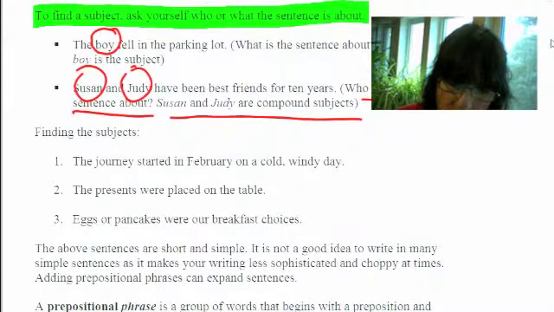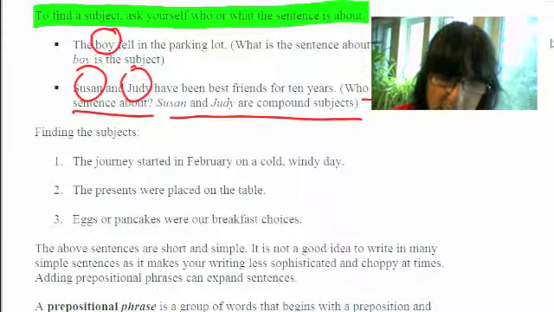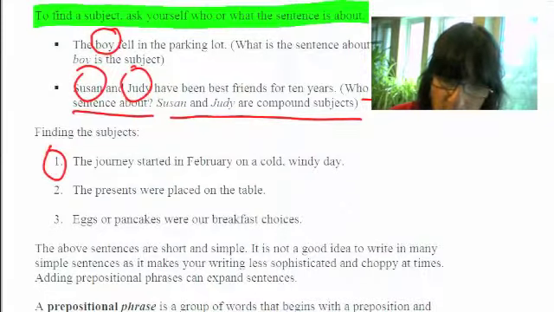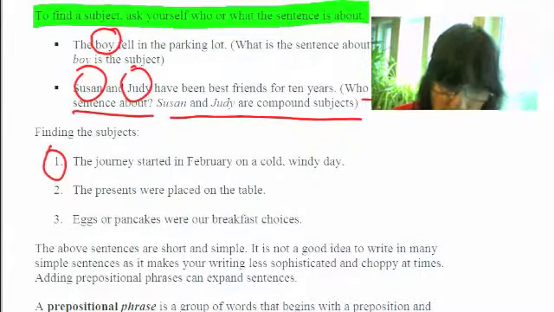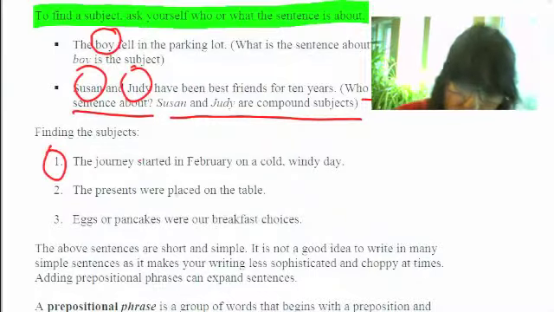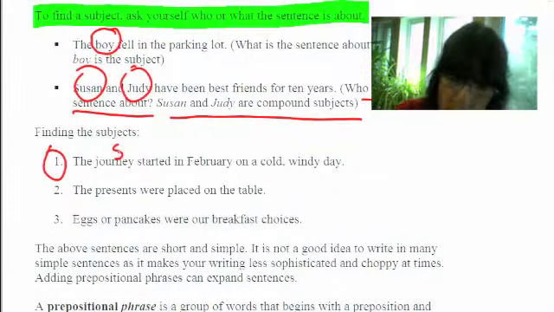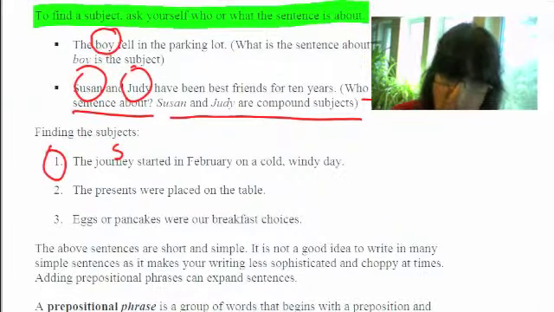So let's work on these three sentences together as a quick review of finding subjects. The first one: The journey started in February on a cold winter day. So you've got to look at that sentence and ask yourself, what is everything talking about? What is the sentence about? It's not about February. It's not about the cold winter day. You're talking about the journey. So the journey would be the subject. It's the journey that started. When did it start? It started in February and it started on a cold winter day.